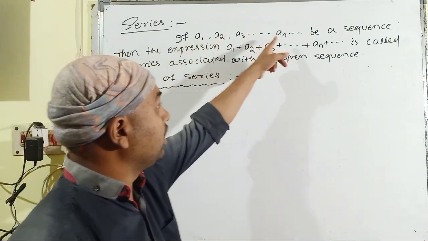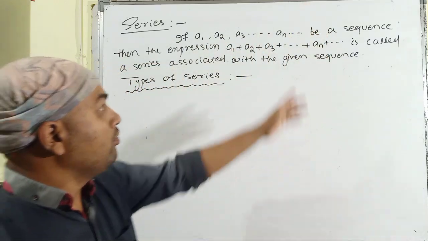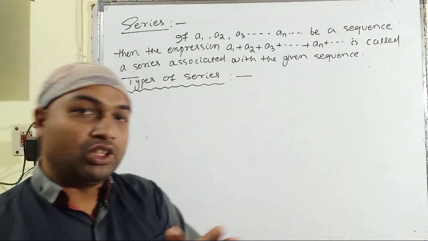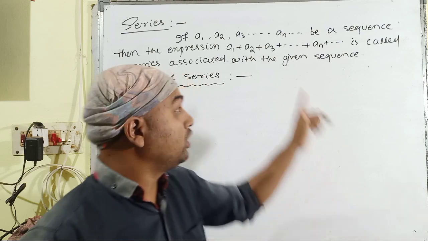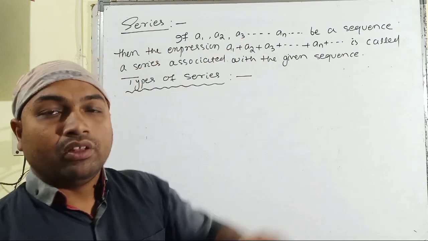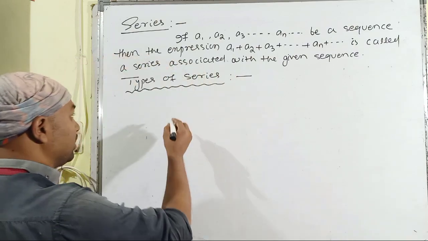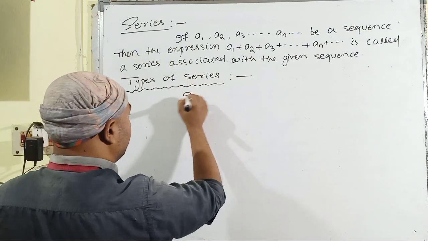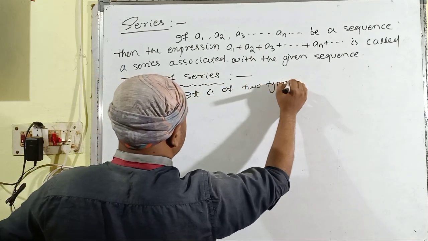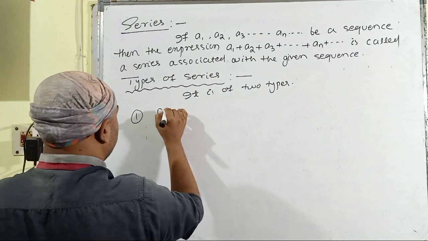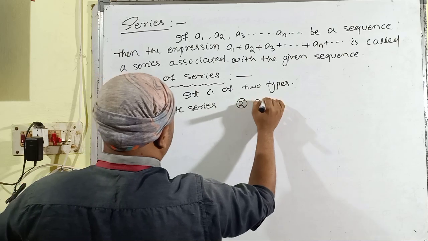If A1, A2, A3, ..., An, with possibly some further terms after the nth term, be any sequence, then the expression, that means the sum of all the terms, is called a series associated with the given particular sequence. Moving towards the types of series, it is of two types. Like the sequence, series is also divided into two types: the first one is finite series and the second one is infinite series.